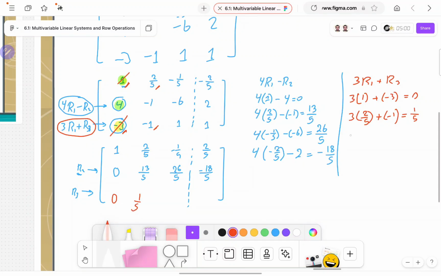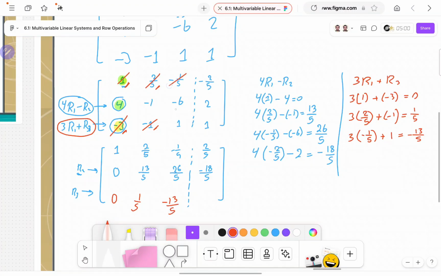Then let's continue. We finish from this. Now 3 times row 1, negative 1 over 5, plus row 3, which is equal to 1. So the answer is negative 13 over 5. So negative 13 over 5.